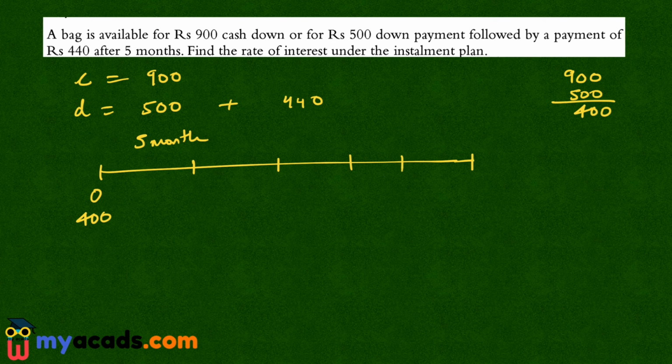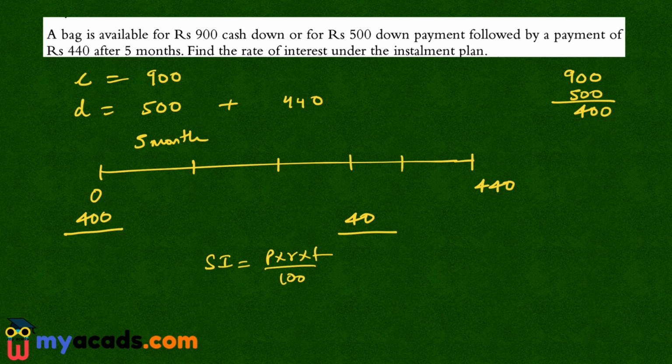So after 5 months, I am paying 440 rupees. So it means the interest that I have paid to the shopkeeper is 40. So on 400 rupees, I am paying 40 rupees as the interest. So simple interest formula is P into R into T upon 100.